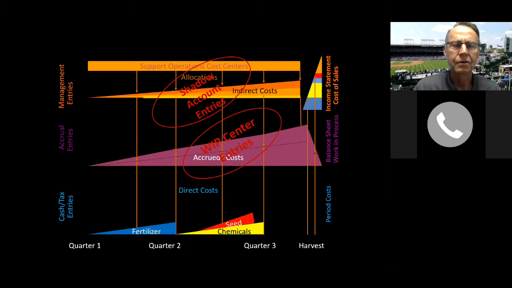So that's the conclusion of our introduction to FBS management accounting, and we're going to move on now to opening balances.